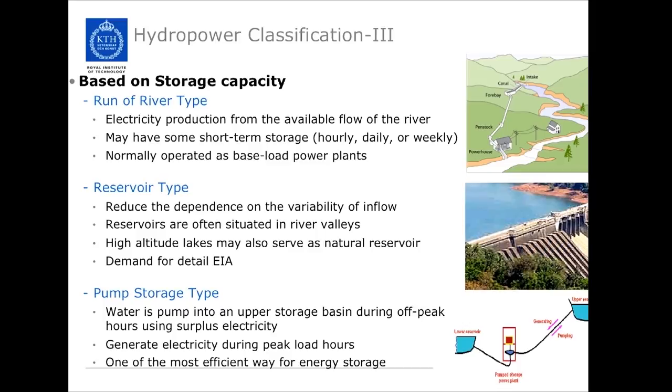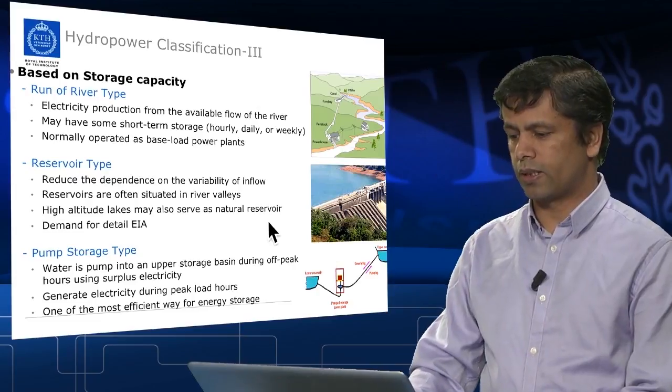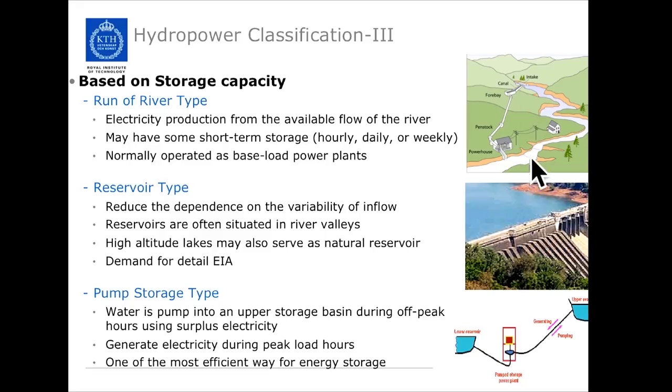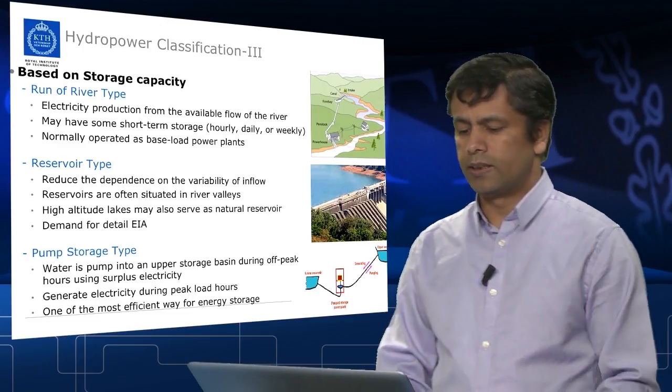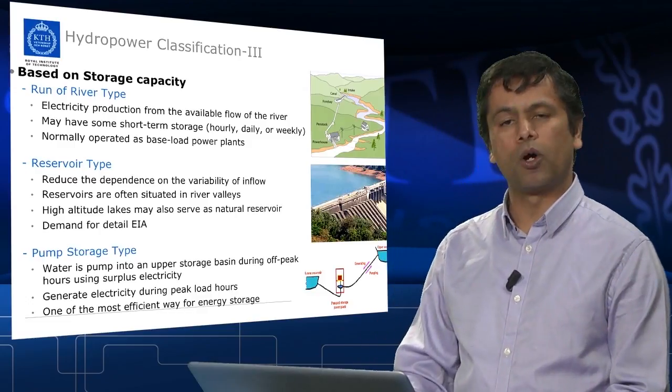Based on the storage capacity, the projects can be divided into run-of-river type projects, storage type or reservoir type projects, and pump storage type projects. Run-of-river type projects, as you can see here, represent a run-of-river type project. In these projects, electricity production depends on whatever water flow is available in the river, and there might be short-term storage, hourly, daily or weekly storage. Normally this kind of project acts as a base load power plant.